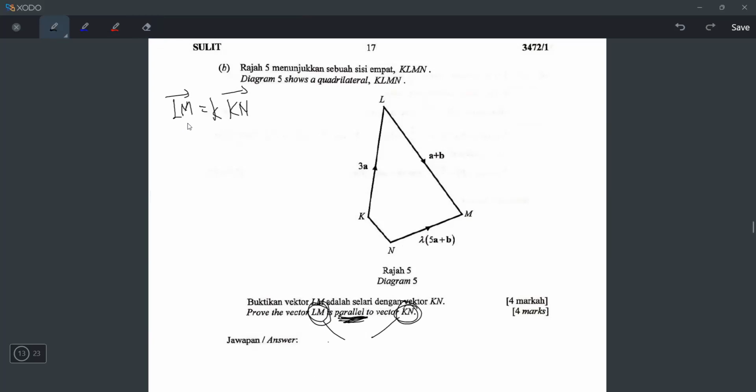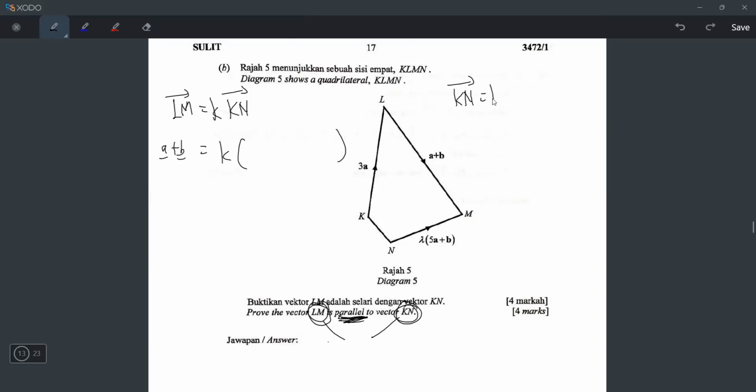So now it will be LM. What's vector LM? A plus B. So A plus B equals K times KN. But if you look carefully, KN isn't given, right? So how do we find KN? Since my problem now is KN, let's try to find KN. So forget this part, because I don't have KN, so I try to find KN.